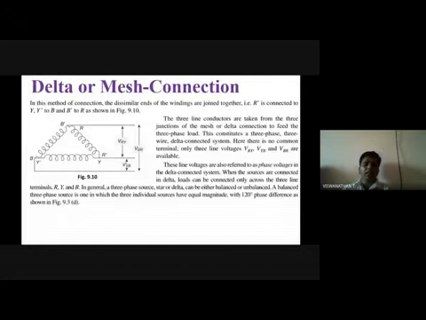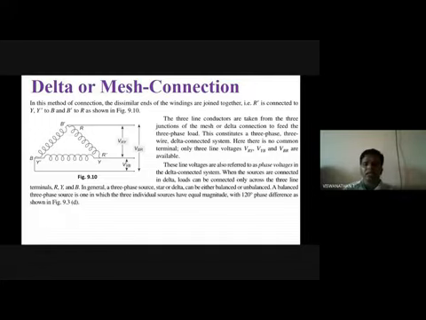Next is the delta connection, or mesh connection. Here we form the same three-phase supply but with a combination of R, Y, B. R and B' are connected, R' and Y are connected, and Y' and B are connected. These combinations of R, B', R', Y, Y', B form junctions. Once the junctions are connected, it is known as mesh.